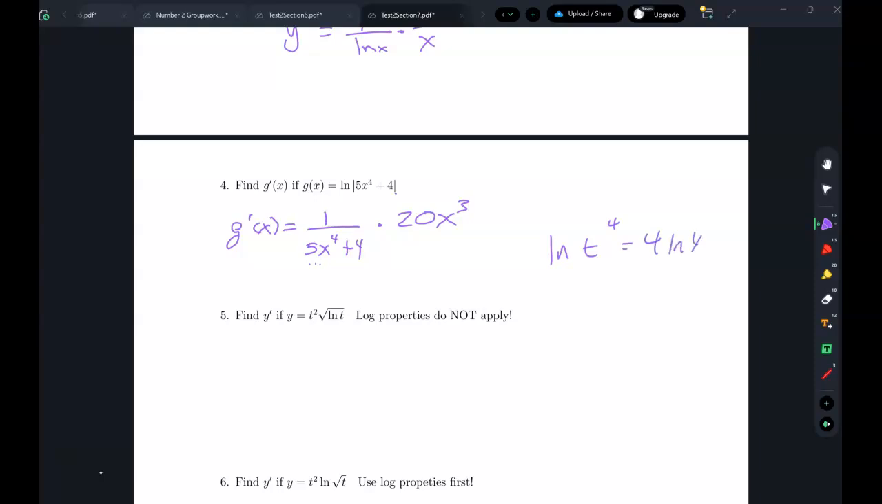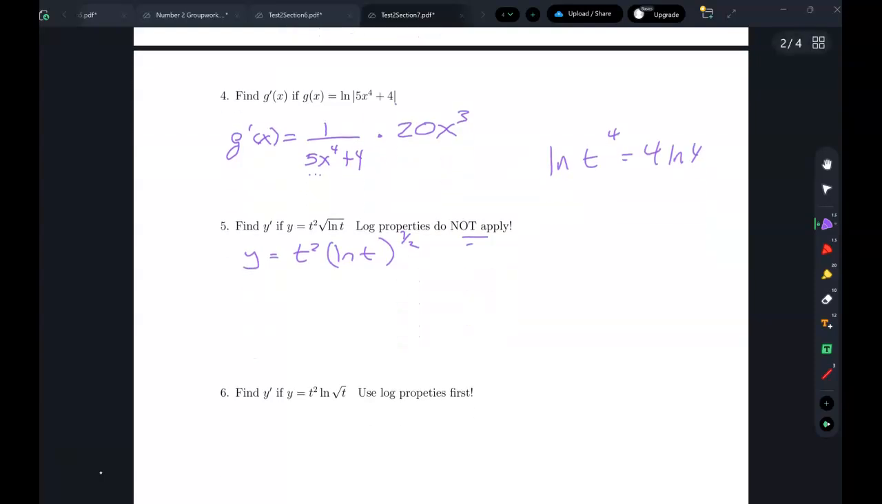Okay, so here, remember, when I have ln of t to the 4th, that's 4 ln of t. This, if I rewrite it, is the same as saying ln of t all to the 1/2 power. So the log rules do not apply. So in order to do this derivative, we just need to use product rule.